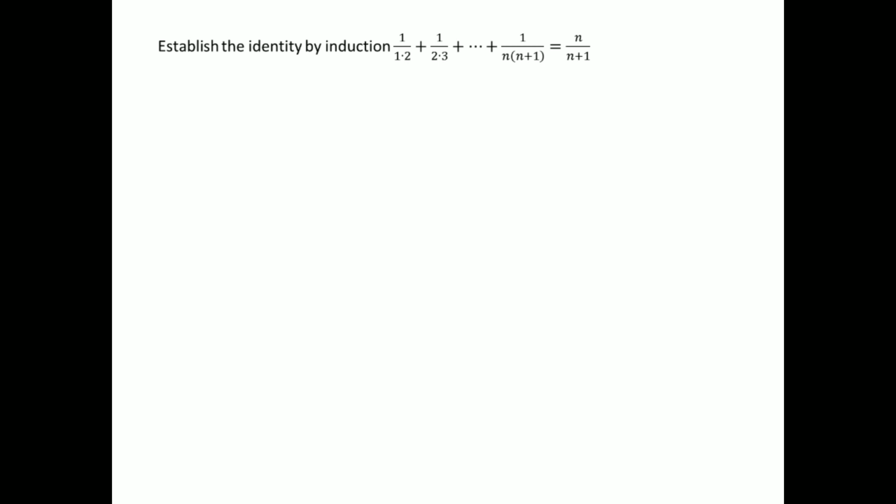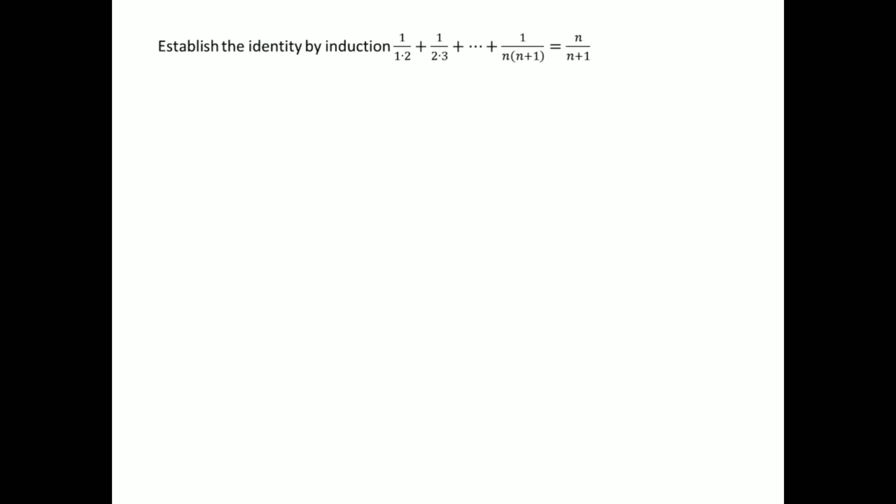Here we are asked to establish by induction the identity 1 over 1 dot 2 (that 1 dot 2 actually means 1 times 2, okay?) plus 1 over 2 times 3 plus dot dot dot plus 1 over n times n plus 1 equals n over n plus 1. Already we've established that the left hand side is equal to the right hand side.